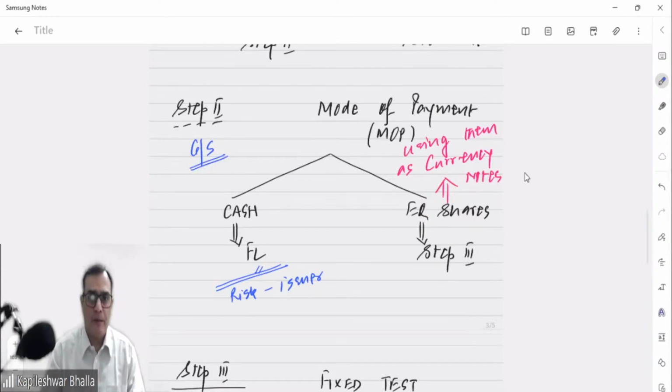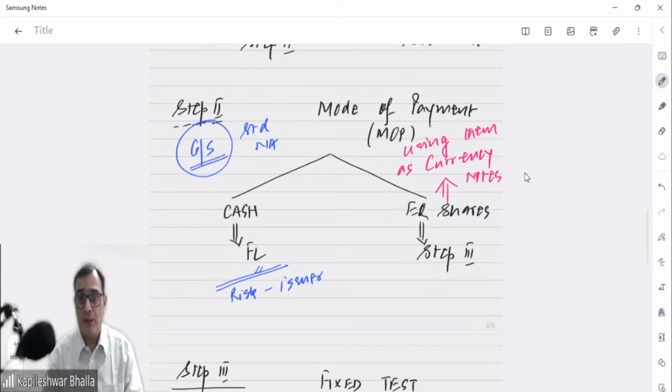If the mode of payment is goods and service, then this standard is not applicable. Now you got the point? So even though warranty is a contractual obligation, it will fail step number 2, because your mode of payment is supposed to be either cash or equity shares. If your mode of payment is by way of providing goods or services to the customer, it is outside the purview of the standard.